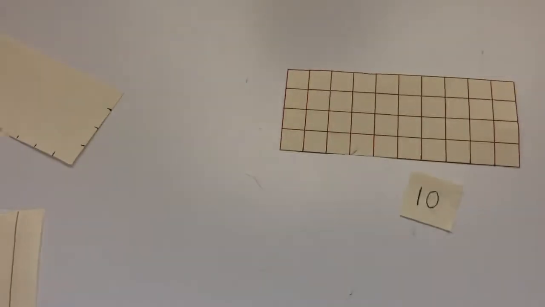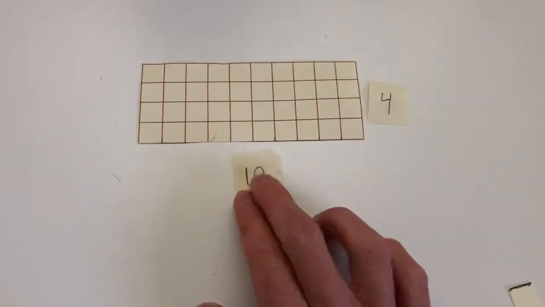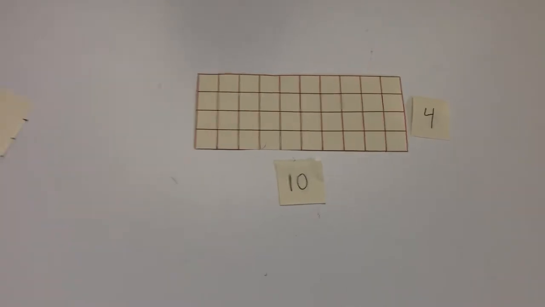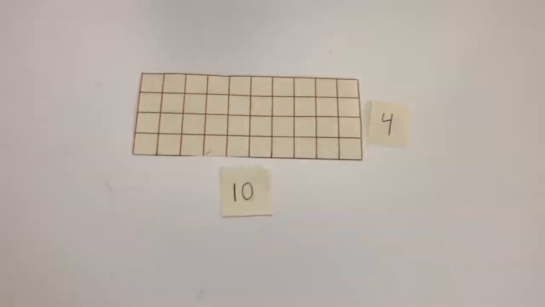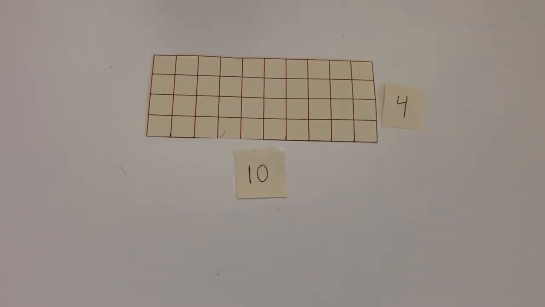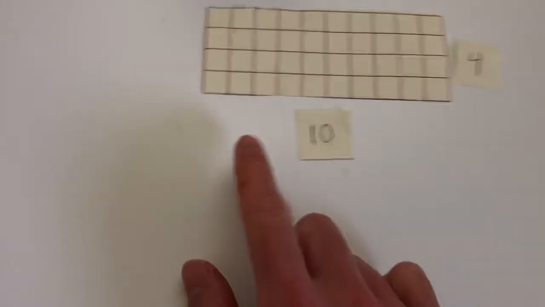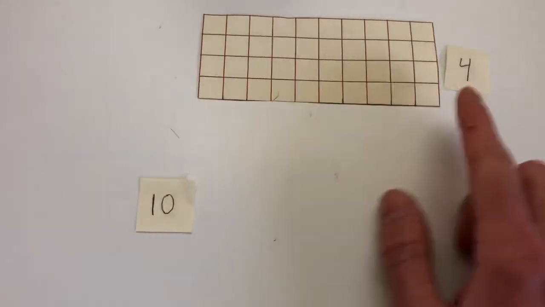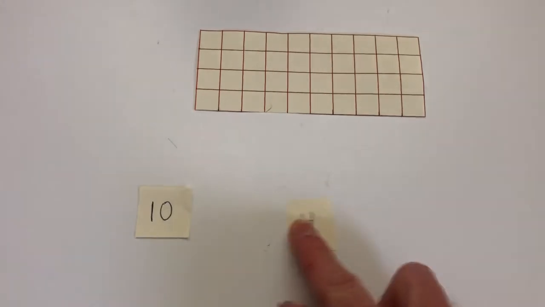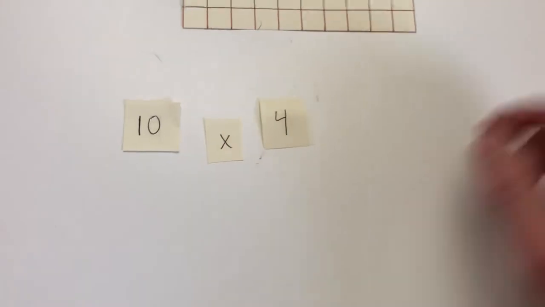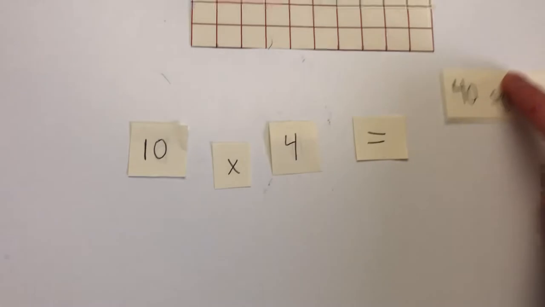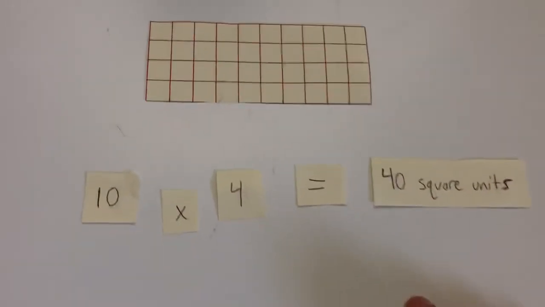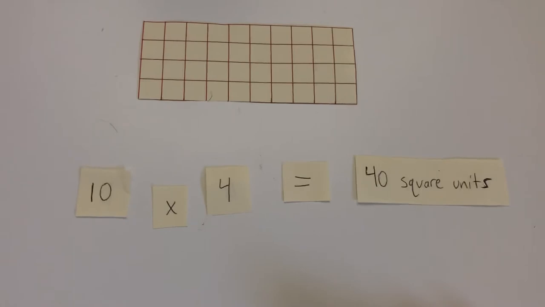Let's use labels to understand this a little bit better. As you can see, I've got my labels here to represent what we just talked about, 10 units along the side and 4 units up on this rectangle. We're going to make an equation from this. We know that 10 as the base and 4 as the height multiplied together will give us 40 square units. Okay? That's what we had just done, 10 times 4 is 40 square units.